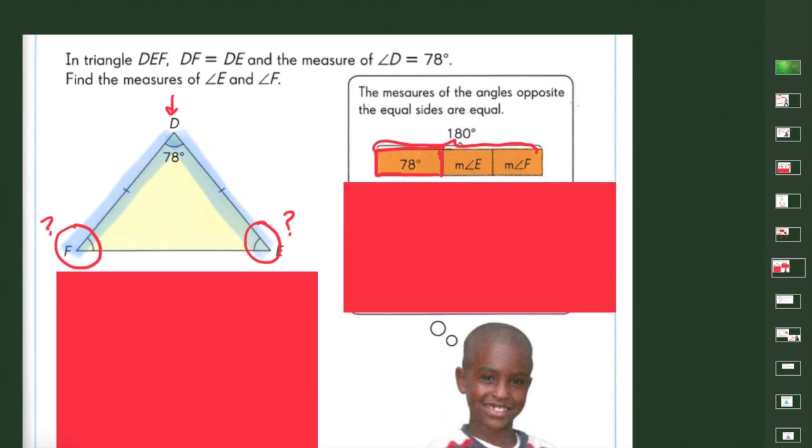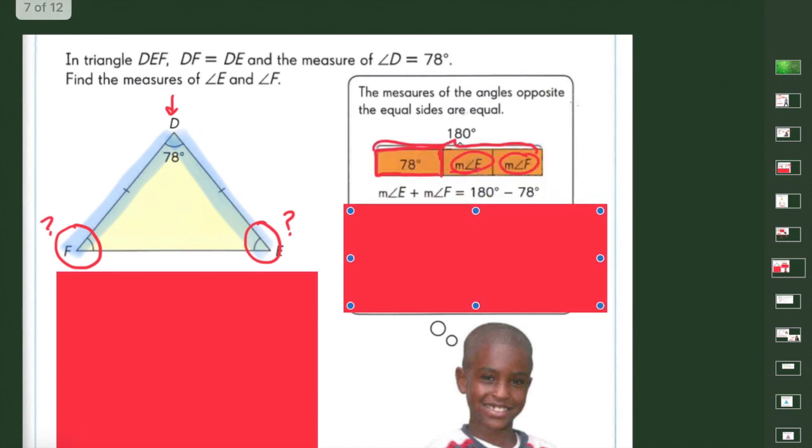And the other piece I know is that angle E and angle F must be equal in size. So it has to be an equal amount. So think about how you would solve that. Well, one way to think about it is if we were to take 180 and take away the angle that we know, 78 degrees, we are left with a measure of 102 degrees.